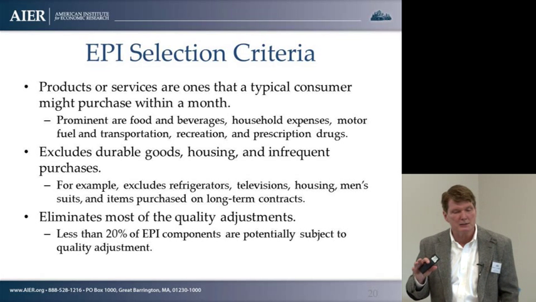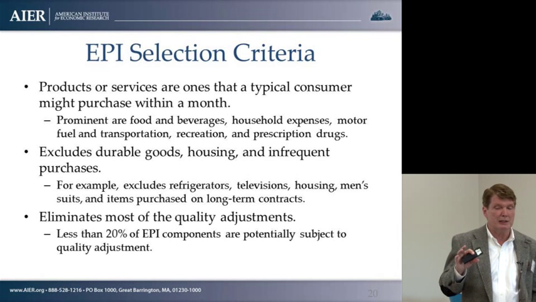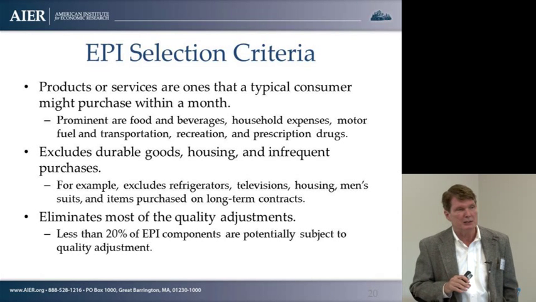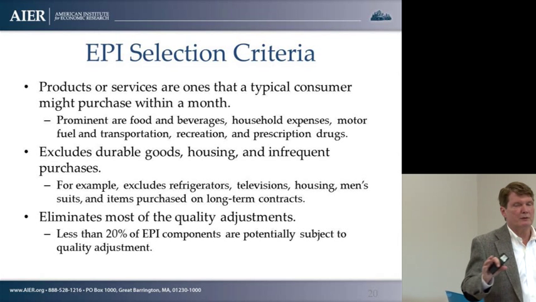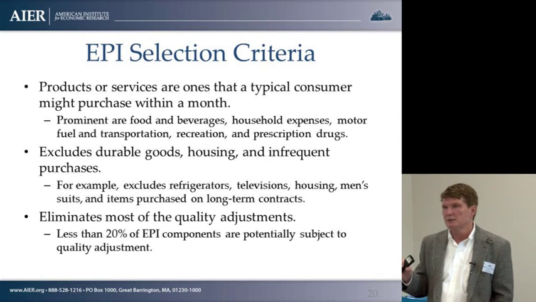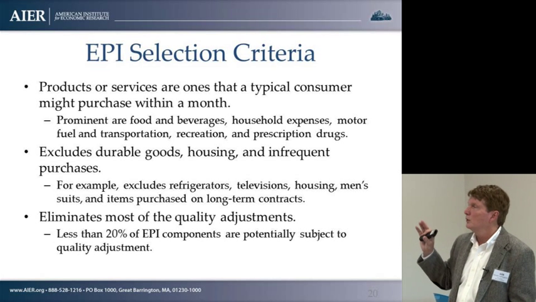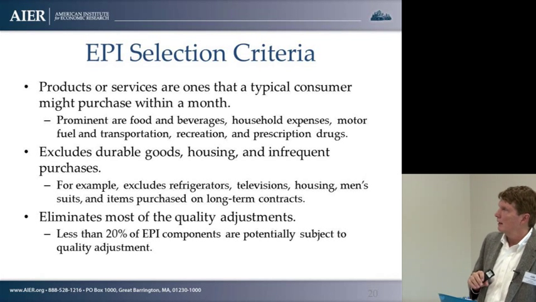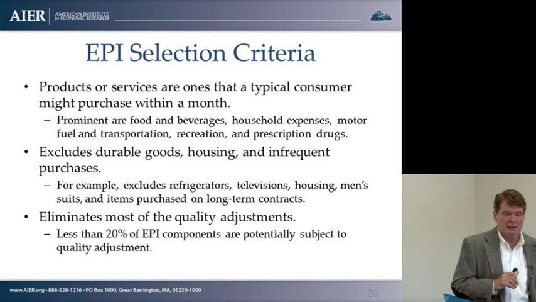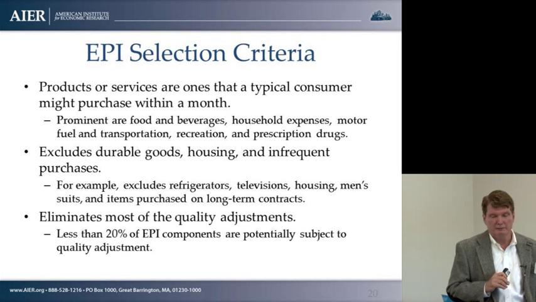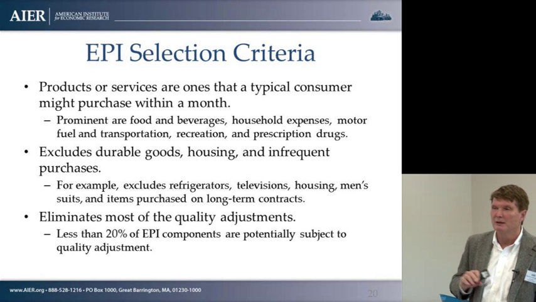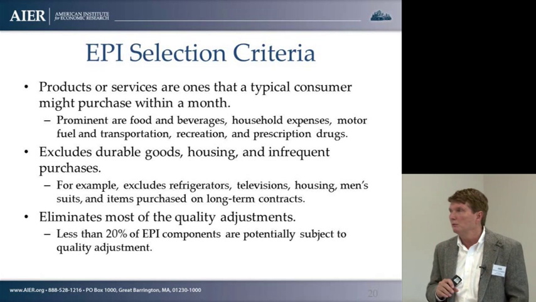Now, to select, we took products or services that the typical consumer might purchase within a month. So prominent were things like food, beverages, household expenses, all kinds of energy products, transportation, recreational expenses, prescription drugs, a lot of non-durable consumer goods and services. It excludes the durable goods for the most part, housing and infrequent purchases, so it's leaving out refrigerators and televisions and things like that. We even looked at some, if you look at the weights on things like a men's suit, people don't buy a men's suit every month. So we were even going to that level, trying to figure out what they buy.